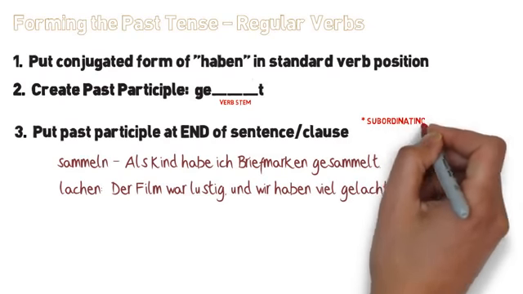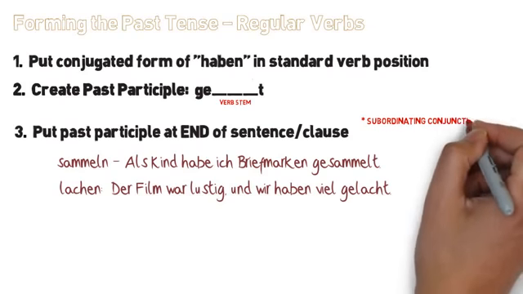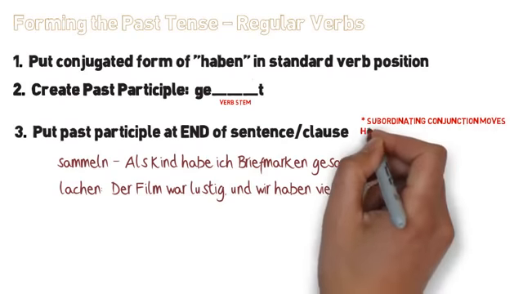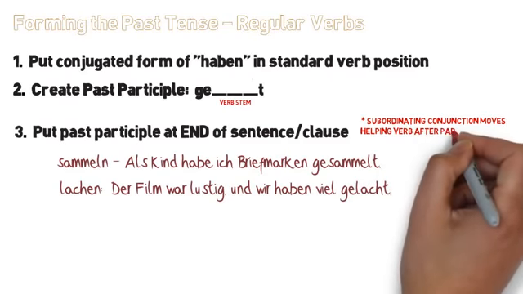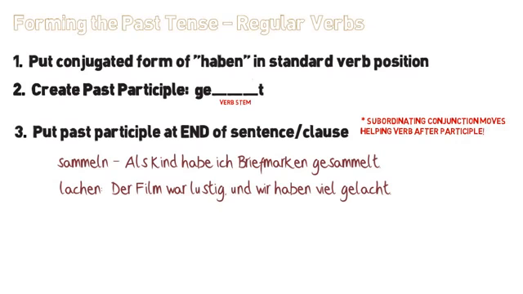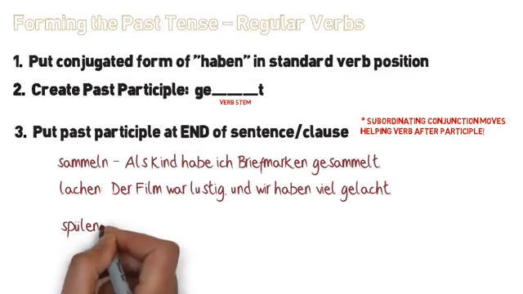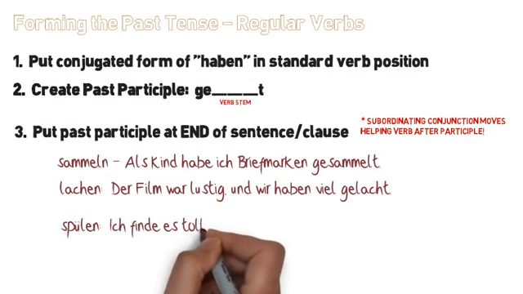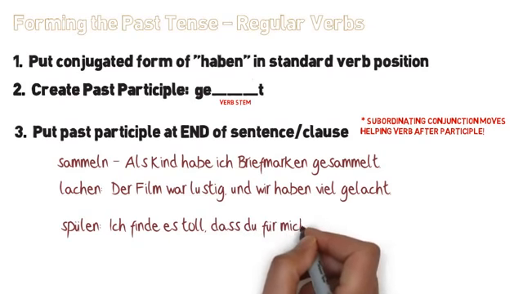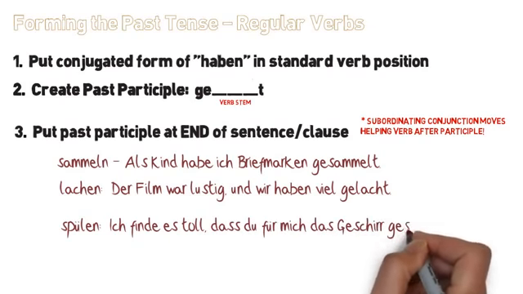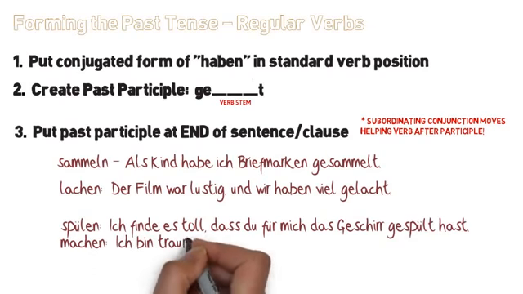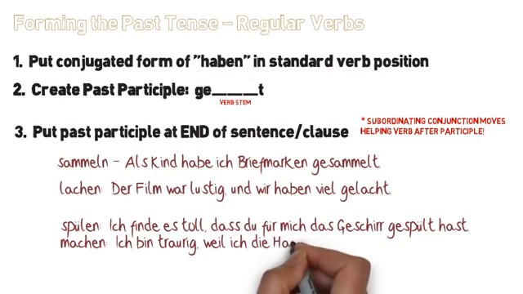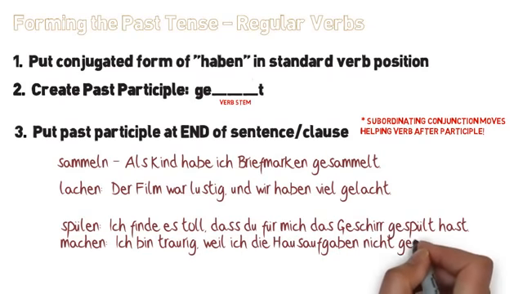It's also worth noting that Rule 1 says the helping verb should go in standard verb position, not necessarily second. If we were to use a subordinating conjunction like weil or dass, we'd have to move the helping verb all the way to the end of its clause. This means the helping verb would still be conjugated, but it would appear after the past participle, as in these examples. Ich finde es toll, dass du für mich das Geschirr gespült hast. Or with machen, Ich bin traurig, weil ich die Hausaufgaben nicht gemacht habe.